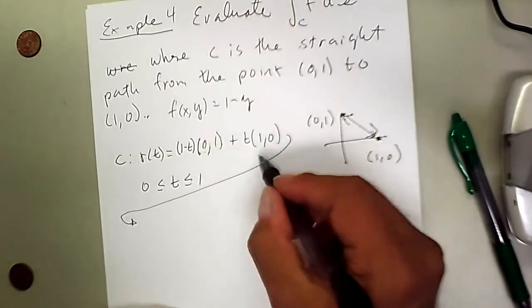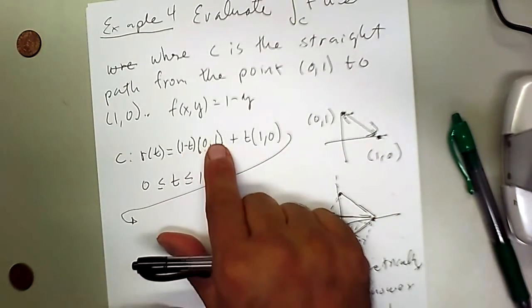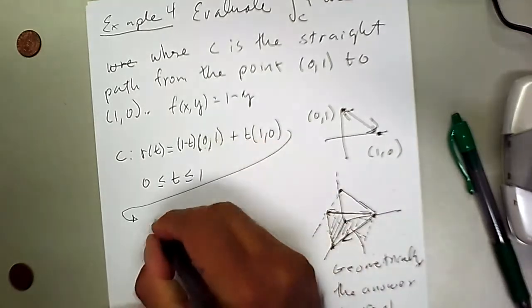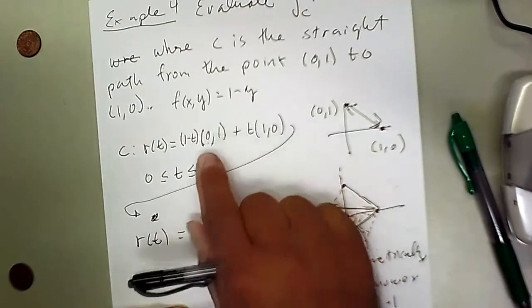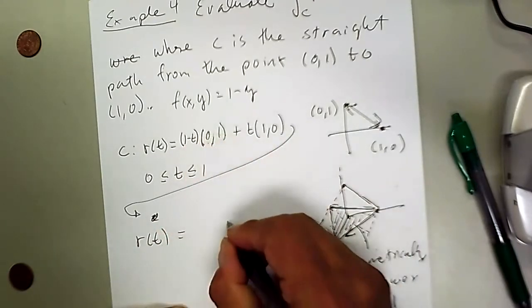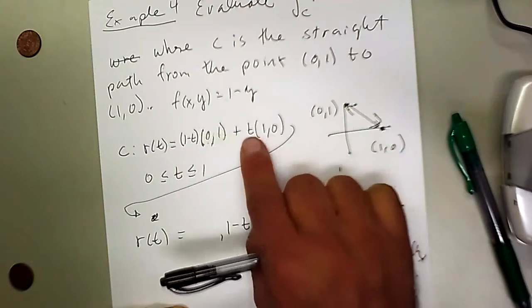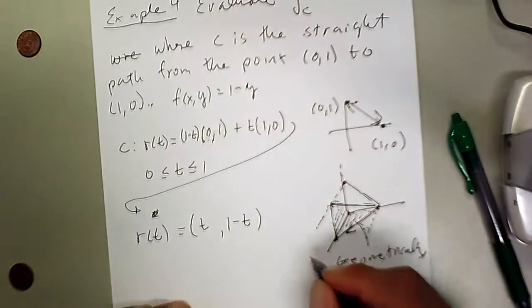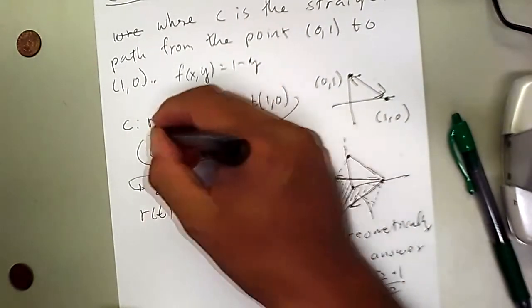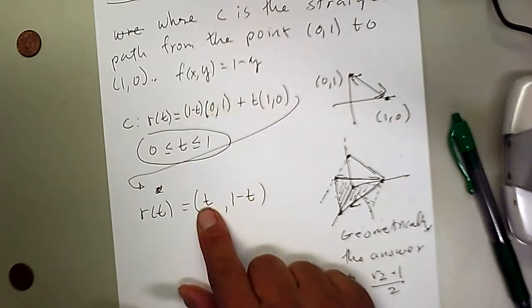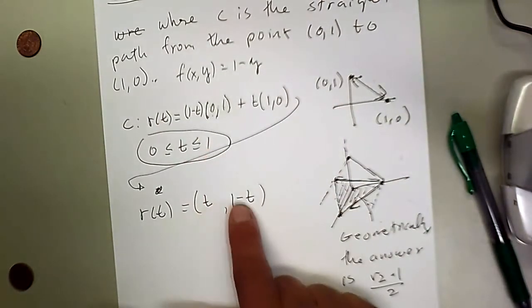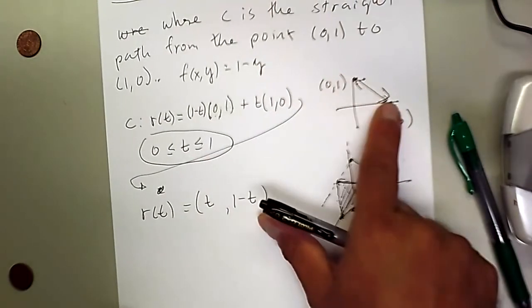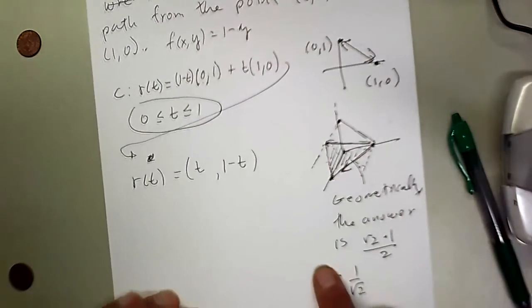Now we have to simplify this into one vector. So we have 1 minus t on the second coordinate and t on the first coordinate. So r of t equals t on the first coordinate, 1 minus t on the second coordinate. There we go. And again, t goes from 0 to 1. So when t is 0, we get 0, 1 as we wanted it. When t is 1, we get 1, 0. Yep, so we go down this way.